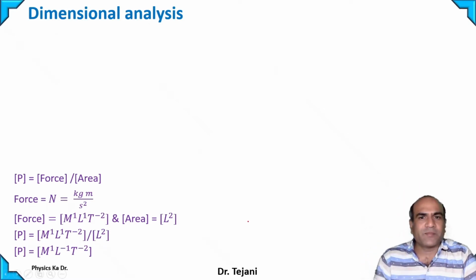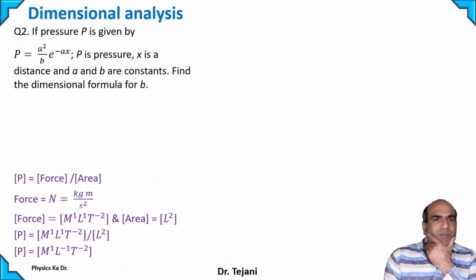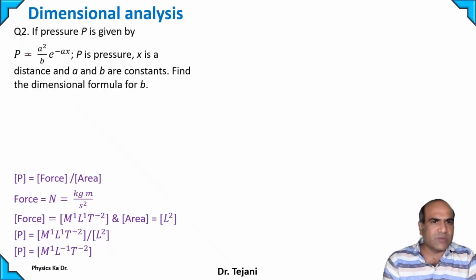Let's have another one. If pressure P is given by P is equal to the equation A squared B e, remember e is dimensionless. It does not have any dimension. So pressure P, X is distance, measured in meters, dimension L. A and B are constants. Find the dimension formula for B. Here also we need to find B.